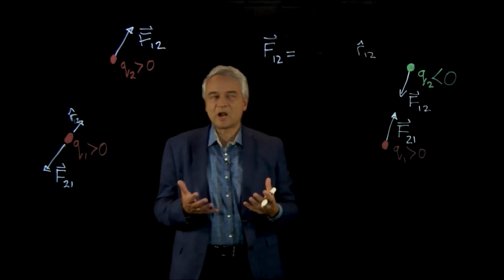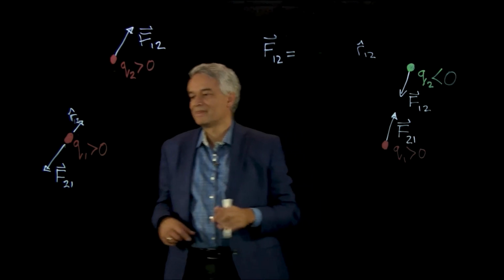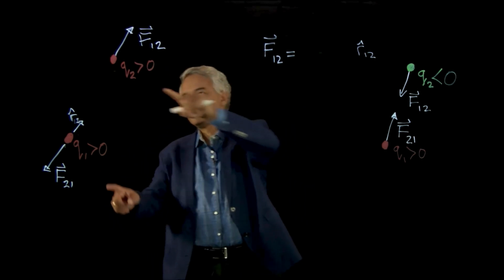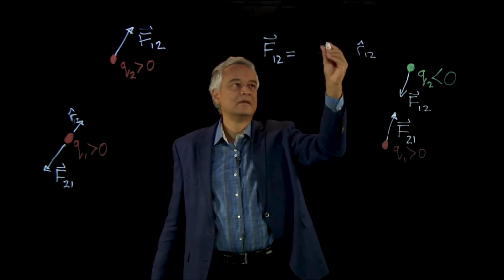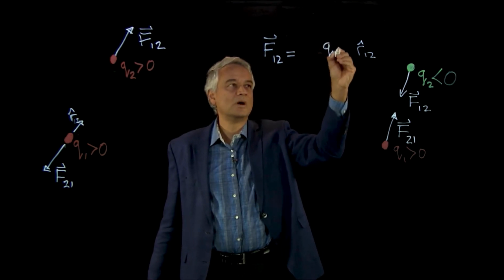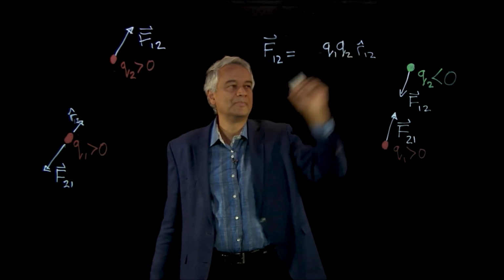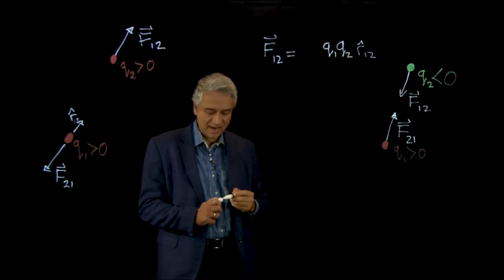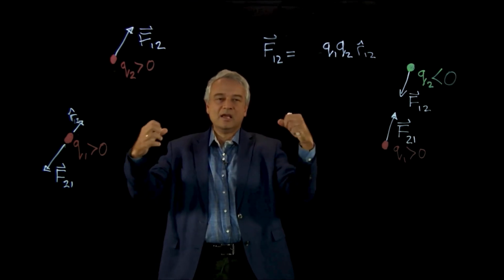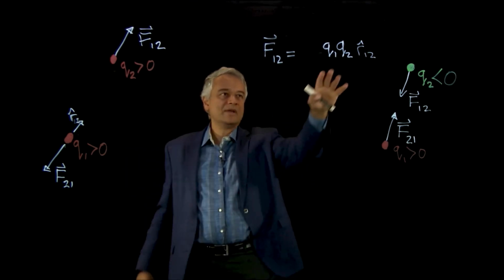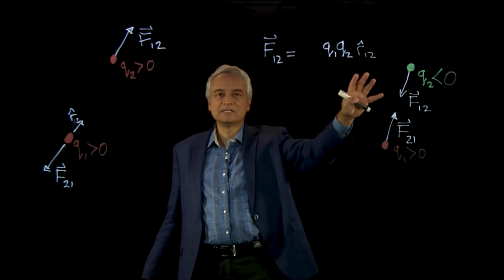And from experiment, we learn that the electric force between two objects is proportional to both their charges. So it has a strength that is written as Q1 times Q2. And what you see from this is that right away we get the basic feature that like charges repel and opposite charges attract. We get that just from what I've written so far. The equation isn't done yet.